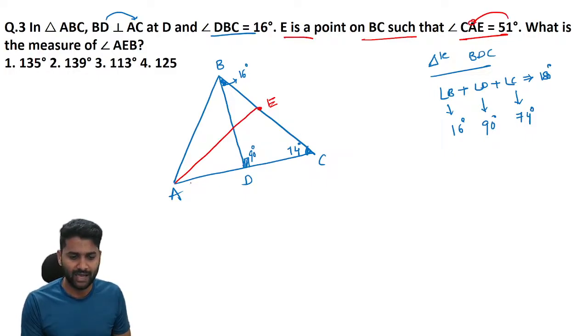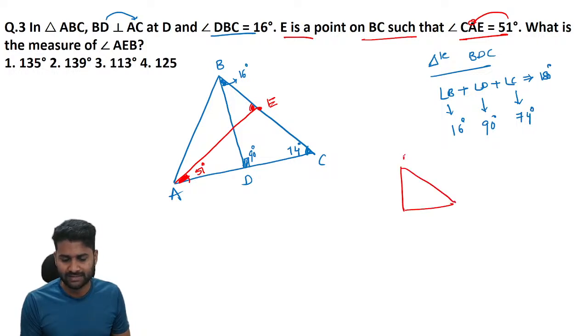So they are talking about angle A. Angle A is equal to 51 degrees. Now the question: what is the measure of angle AEB? You have to identify that. What is this angle? And you know the triangle property.